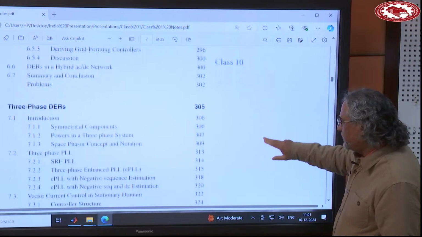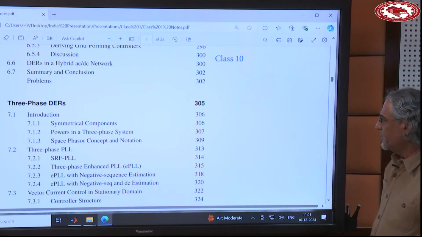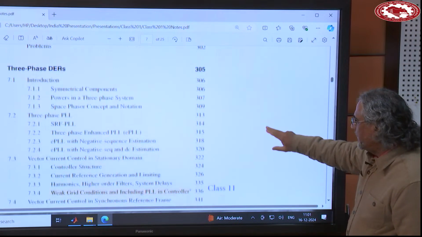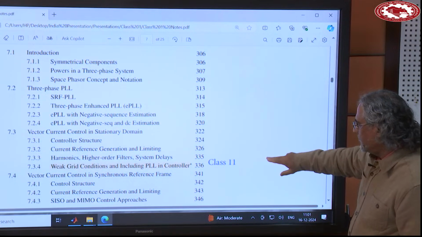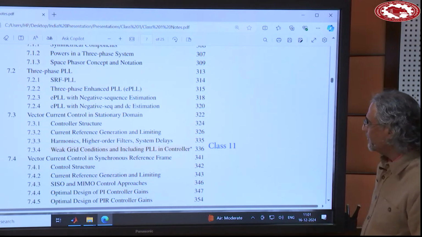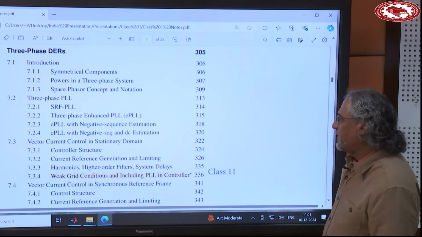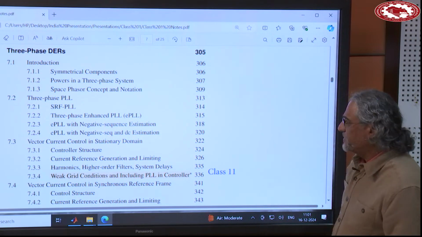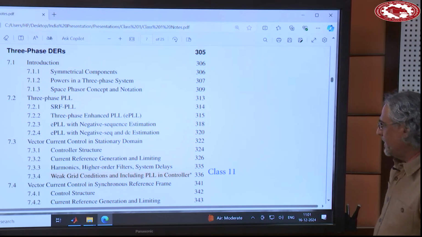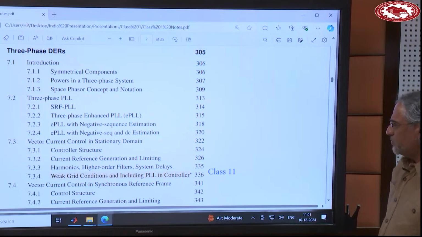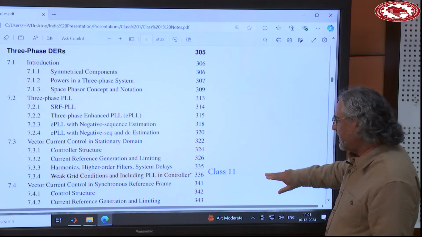Now the last chapter will be three-phase DERs. So again, I have three classes or more, I guess 3 or 4. So the first one, as usual, will be the statement of the problem, the background, and those kinds of things, and the initial control approaches that are available. So we covered that in the first class.